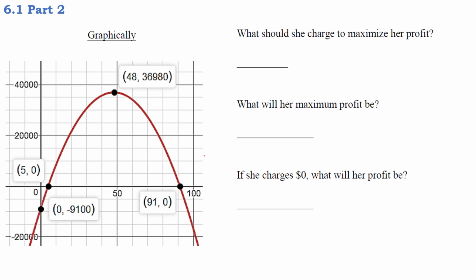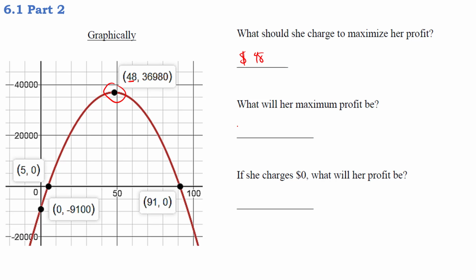So let's look at this just by looking at it graphically. We could answer all these questions if they had a graph for it, right? So what should you charge to maximize their profit? Well, to maximize their profit, as we saw right here at the top, we did that first equation. We said that we should do 48, right? Because 48 bucks gives her $36,980. That's the highest profit she's going to make. So she should sell her product for 48 bucks.